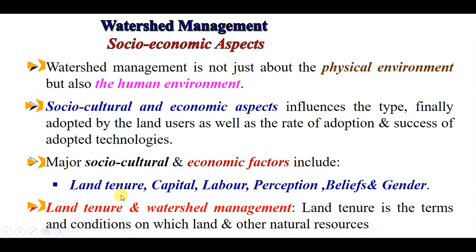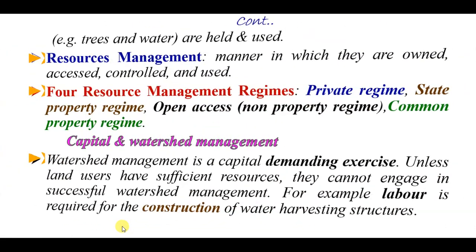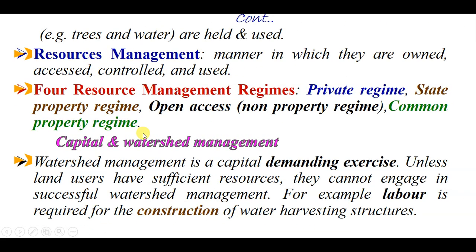So what is land tenure in watershed management? Land tenure is the terms and conditions in which land and natural resources, for example trees and water, are held and used. Resource management means the manner in which they are earned, accessed, controlled, and used.